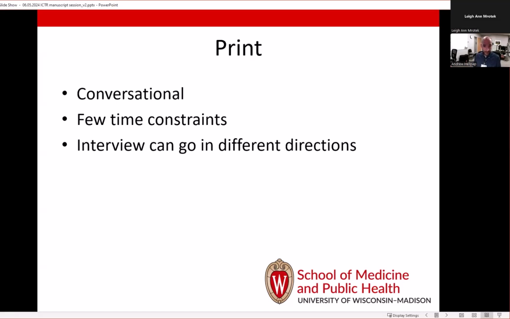Print, there are fewer time constraints, so you can get more information out to the reporter, and there won't be any limitations on the size of the story. Recorded radio stories, recorded TV stories are one minute, two minutes at the most, so there's not a lot of information you can get in there. So when you give your talking points, your sound bites, you need to be a little bit more concise with radio and TV.